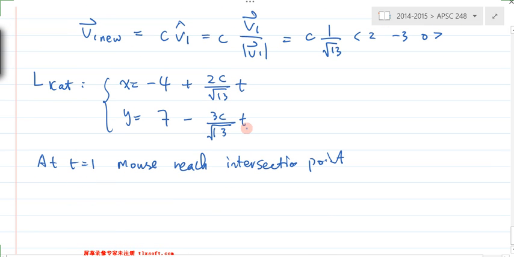And if you want the cat to catch the mouse, that means the cat has to reach the intersection point also at t equal to 1. Exactly. And also at x equal to 2 and y equal to -2. So now can you solve for this C? Okay, so you're dismissed. Any question?